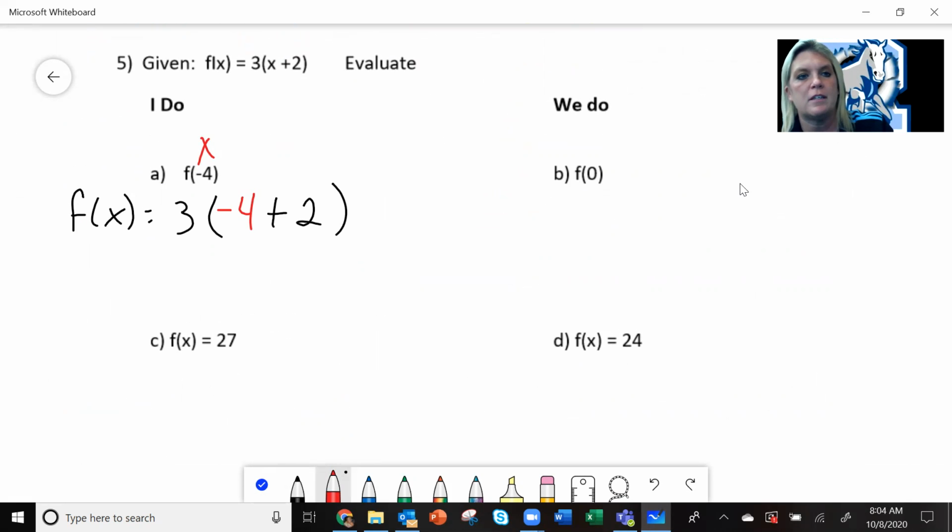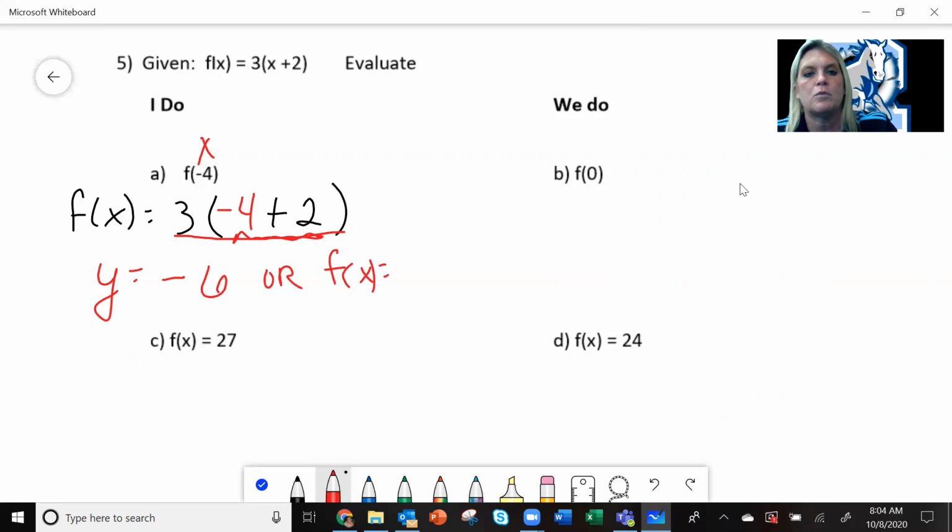Remember, f of x is the same as y equals. Put that in the calculator or do this to where we have -4 plus 2. This gives me -2 times 3. My answer should be -6. So you can write y equals -6 or f of x equals -6. Those mean the same thing.